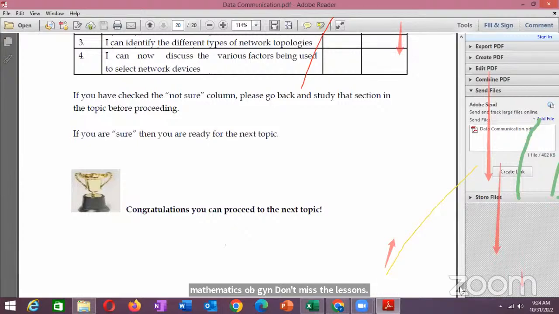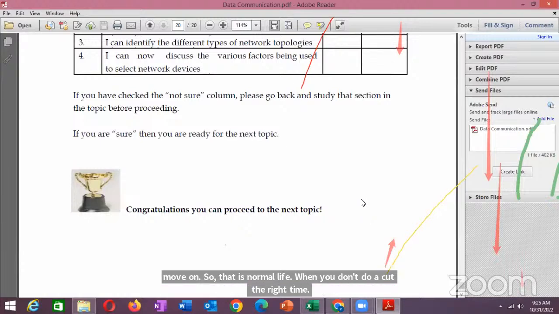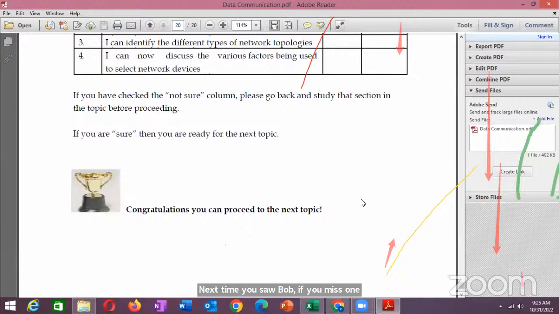Those who miss the CAT, pole sana, we have a CAT two. So there will be no repeat for CATs. Once you miss, you missed, and just count yourself, you scored a zero, and we move on. That is normal with life. When you don't do a CAT at the right time, next time you sober up. If you miss all of them, then you'll get a zero, and that's life also. So make sure you also do the assignments.